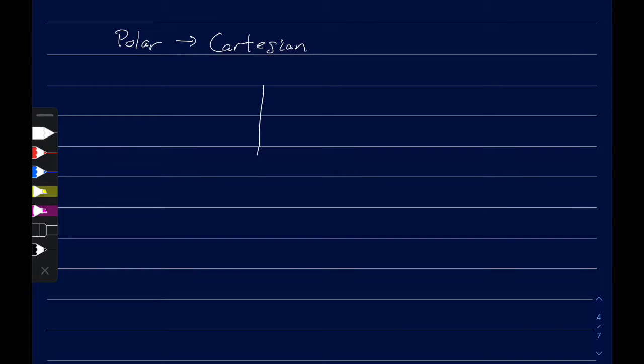Now let's convert from polar to Cartesian. So let's just go ahead and make a point r, theta, where this is r, this angle is theta, and we want to convert it to an x and a y. So we know that the tangent of theta is equal to y over x, but that's not really going to help us here. What is going to help us instead is that sine of theta is equal to y over r.